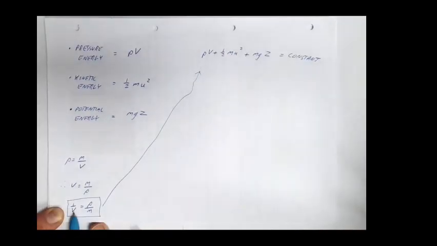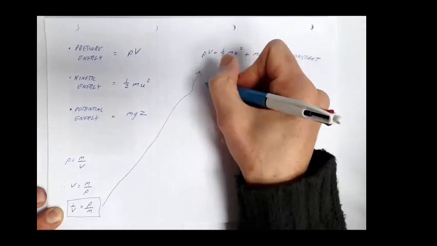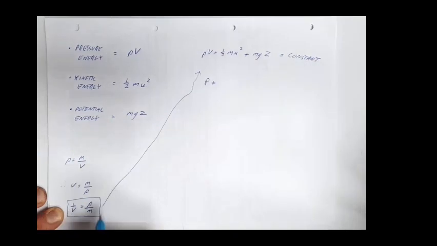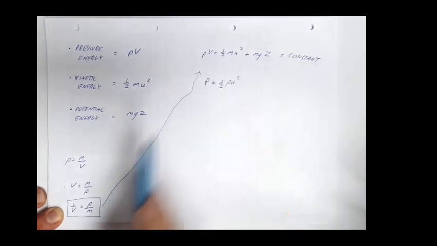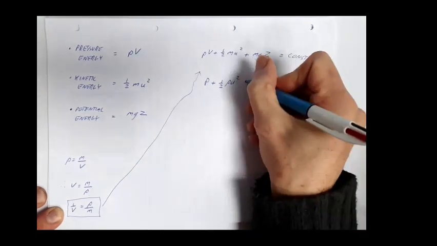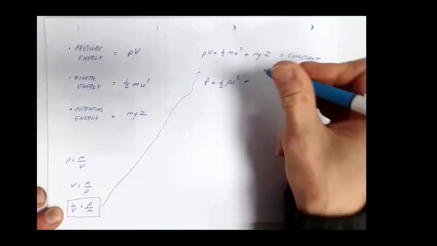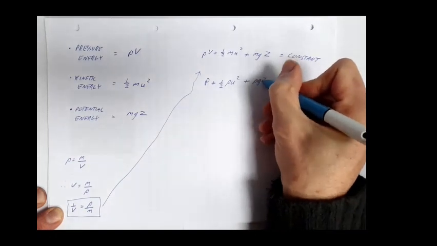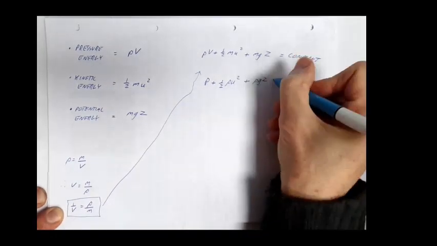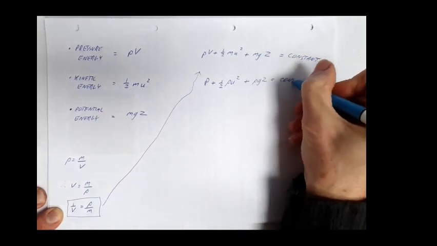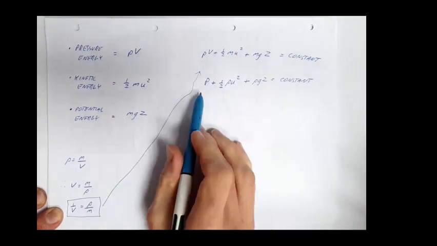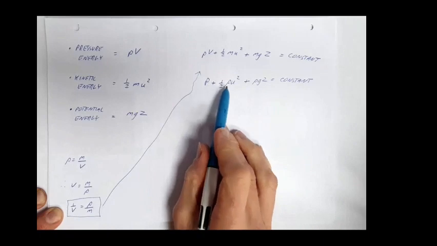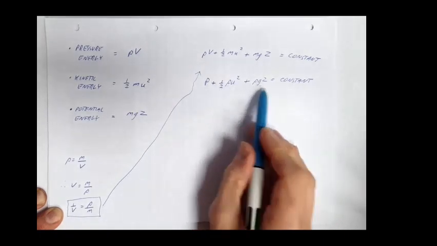So let's multiply through by 1 over m. So we've got our pressure plus a half, multiplied through by rho, rho u squared and divided through by m. Do the same thing here. We multiply through by rho, so rho g z divided through by m, and that is a constant. And that's what Bernoulli's equation tells us. The pressure plus a half rho u squared plus rho gz equals a constant.